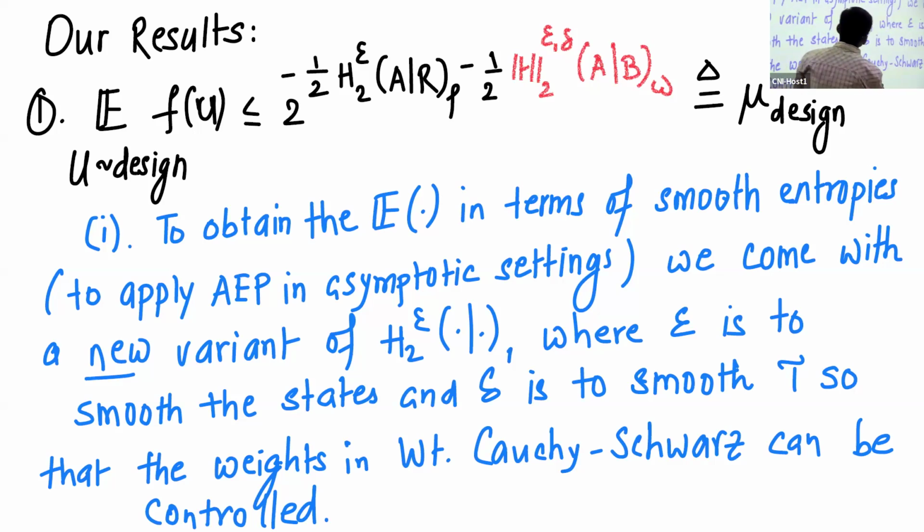Okay? And we want it to be smooth so that when we take the AEP, which is also another new result, we had to prove an AEP for this quantity, which was not there earlier. So we were able to show an AEP for this quantity: in the limit as epsilon and delta go to 0 and n goes to infinity, this quantity approaches the Shannon entropy.